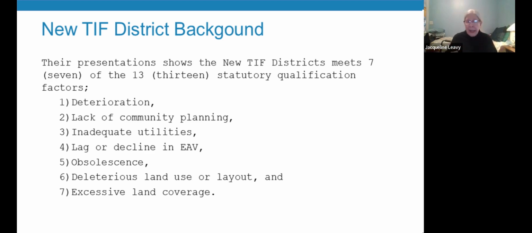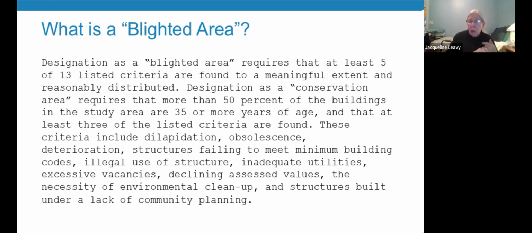And the state does not have any kind of hard and fast definitions. They have broad criteria. If you're in a blighted area, if they want to designate your neighborhood as a blighted area for a TIF district, there are more criteria that you have to say exist, and they have to be worse.